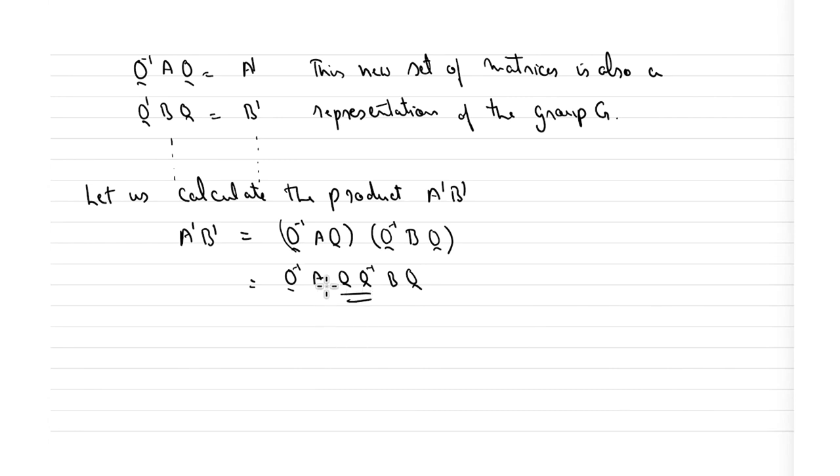Now this term goes to E, so we can remove this. Then we will have Q inverse ABQ, and let's say if AB is equal to D, we can say A prime B prime is equal to Q inverse DQ. And now this can be called as D prime. Thus, we can show that if A, B, and so on, D are representations of a group, then upon similarity transformation, we obtain an alternate matrix representation, which also is a matrix representation for the group G, right? So that is easy to see.